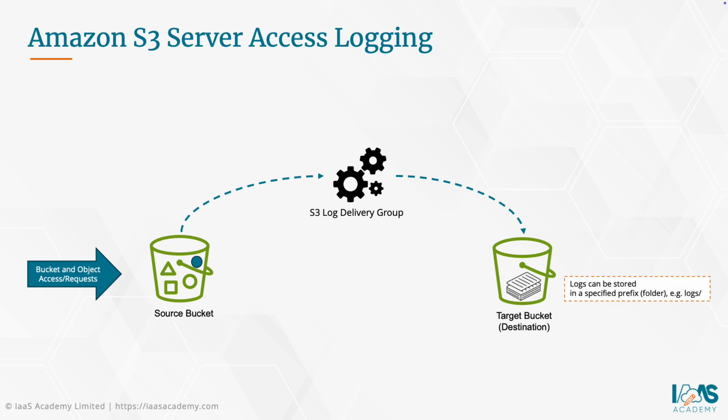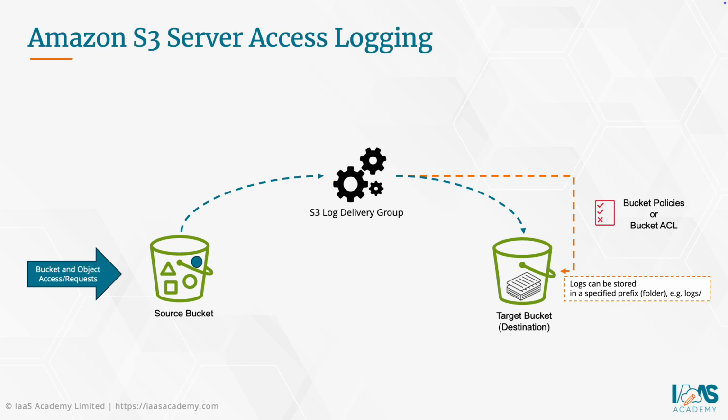This logging data can be stored either in the bucket's root directory, right at the root of the bucket, or you can have specified prefixes, also known as folders, but really they are prefixes. For example, you want all of your logs data in a logs/ prefix.